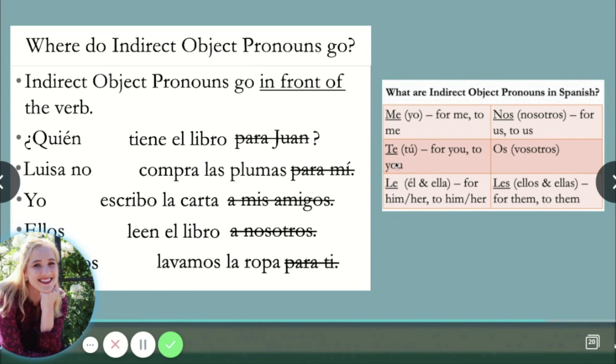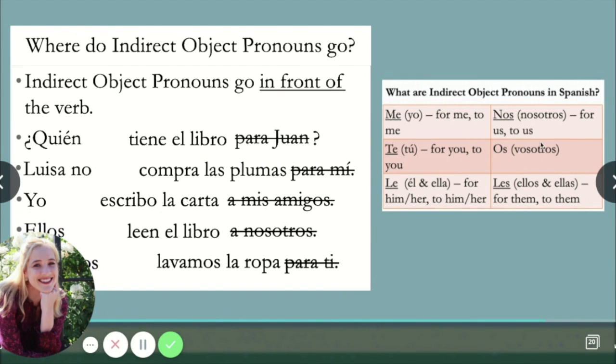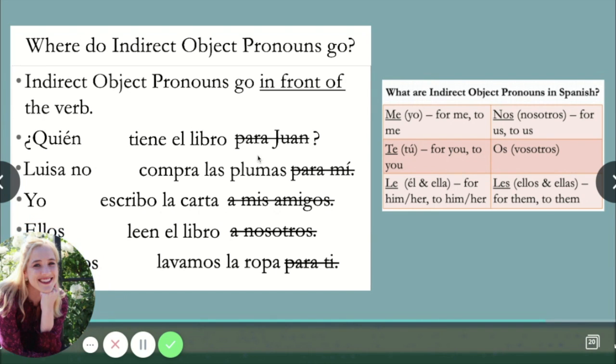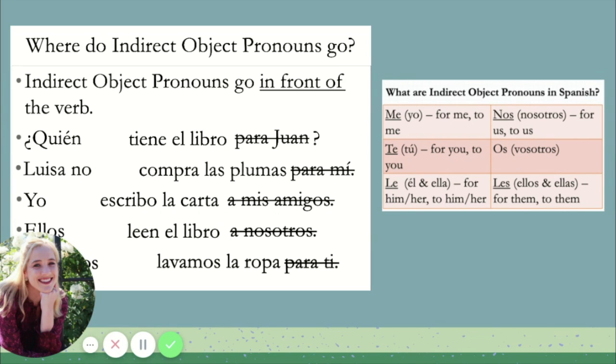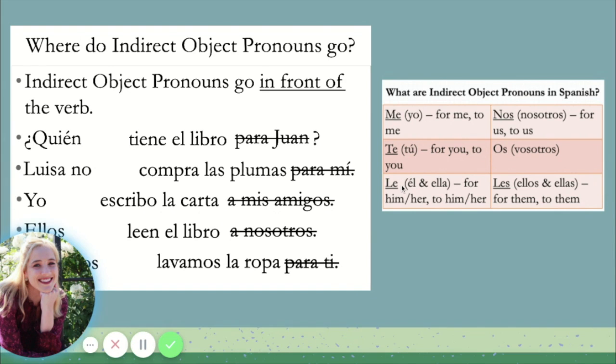In the chat, I want to see people participating here. Which pronoun, look at this chart, use this chart to help you. Either me, te, le, nos, os, or les. Which one would we use to replace para Juan? What do you think? Just give it a shot. This is going to be your participation points for today. So look at the chart. It's either going to be me, te, le, nos, os, or les.